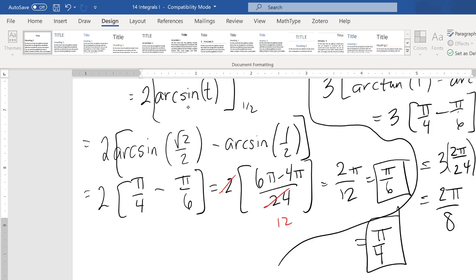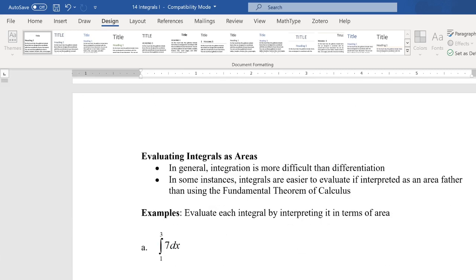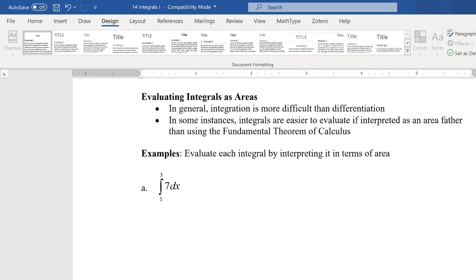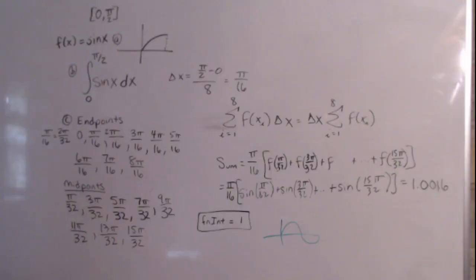Alright, so I just have, I believe, these last 4 here to do. So I'm actually going to do these on the board, I think, because I want to be able to show you the pictures. Alright, so is everybody okay with those?